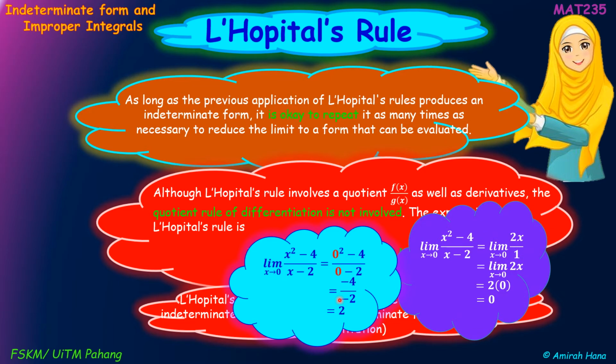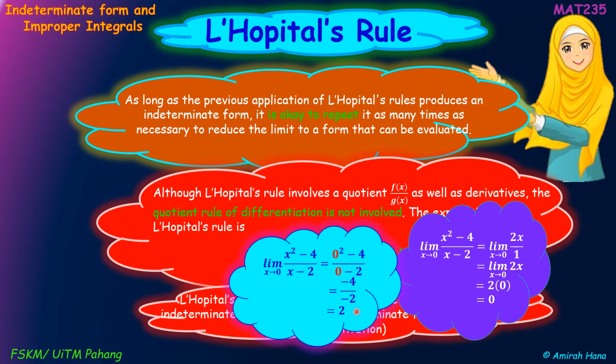It means that we do not need to use L'Hopital's rule, we just use direct substitution. Let's say we have the same example, but we use L'Hopital's rule. Under L'Hopital's rule, we need to differentiate the numerator and denominator. After we differentiate the numerator, we get 2x, and after we differentiate the denominator, we get 1. After we simplify, we have limit x to 0 of 2x, and then we substitute x equals 0 into variable x here. So we have the final answer equal to 0.